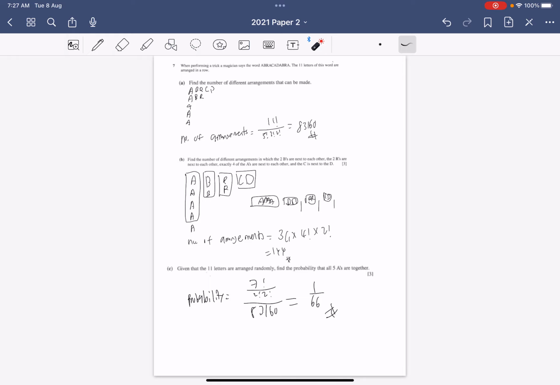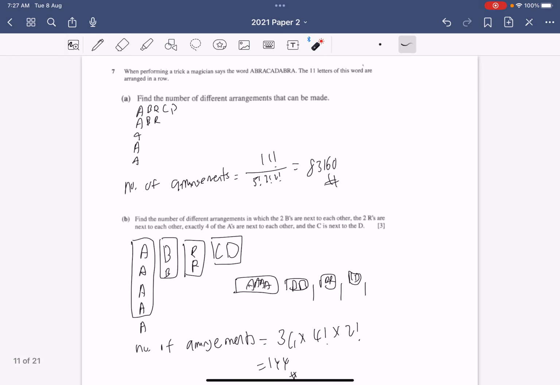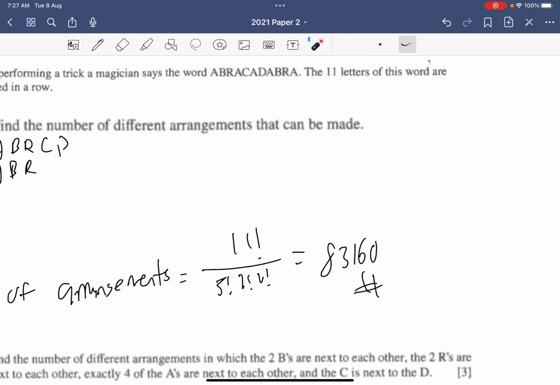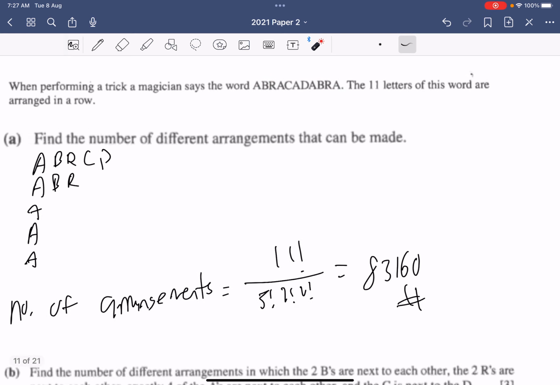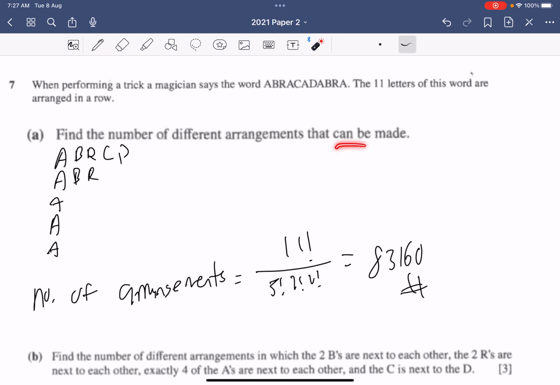Now, question 7 is a combinatorics question, and the question starts with a magician performing a trick, saying the word abracadabra, and there are 11 letters arranged in a row. So how many arrangements can it be?